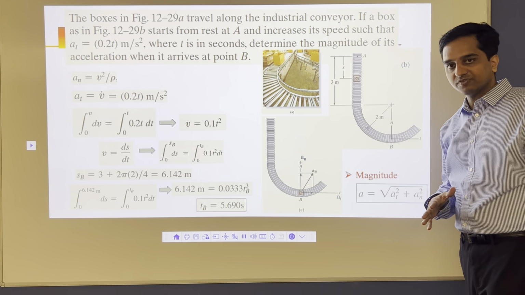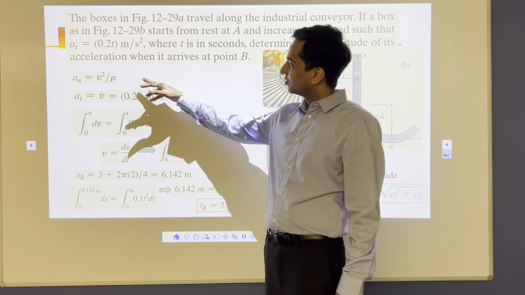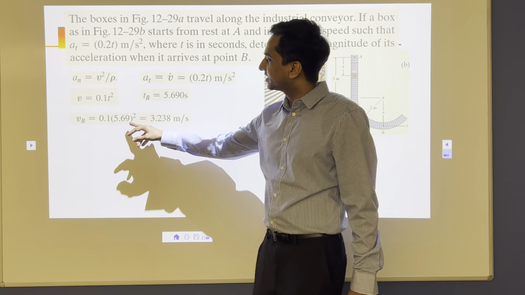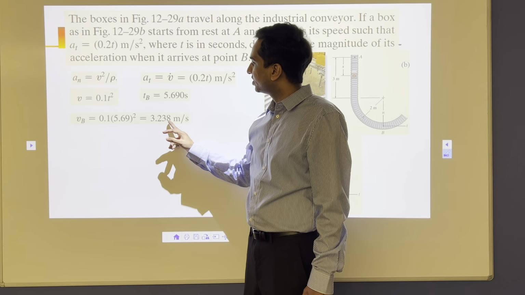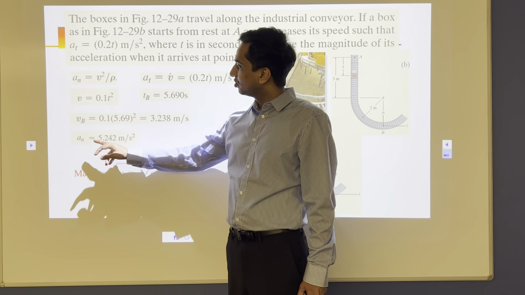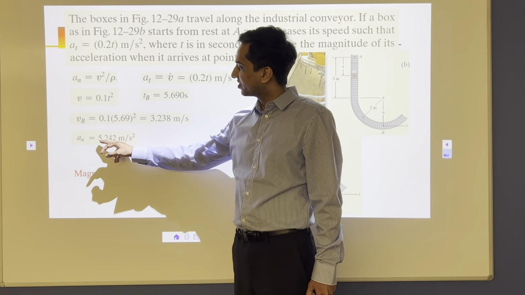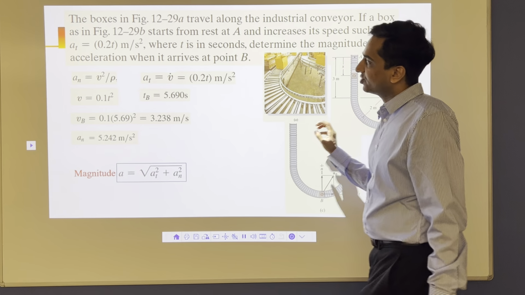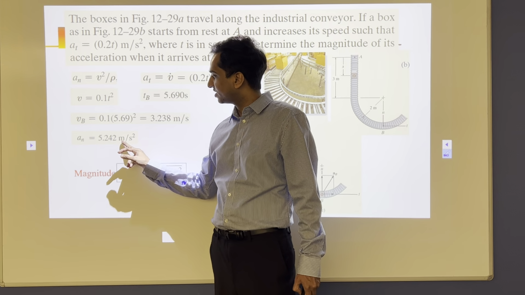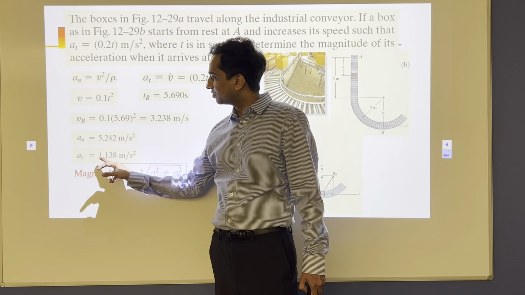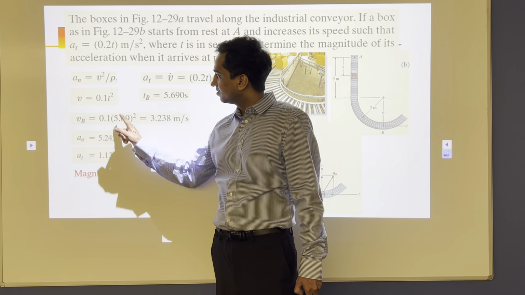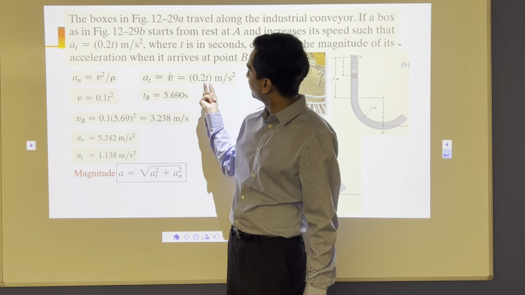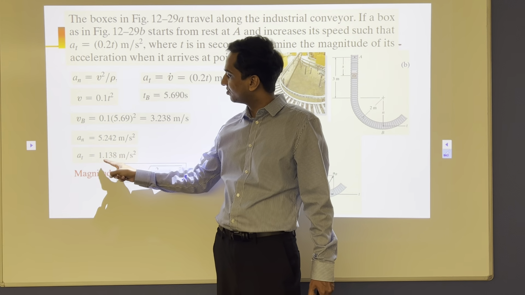So if you want, you can pause the video and go ahead to get values for an and at. Now here with 5.69 time, you will get velocity at point B is 3.23 meter per second. Then you will get normal acceleration, v squared by rho, that's 3.2 squared divided by radius 2 meter. If you do that, you will get 5.242 meter per second squared, and then you will get tangential acceleration 1.138 meter per second squared, where we have to put this time here.